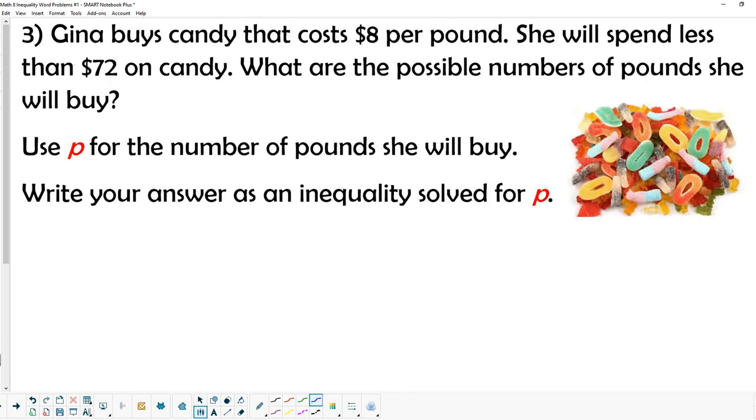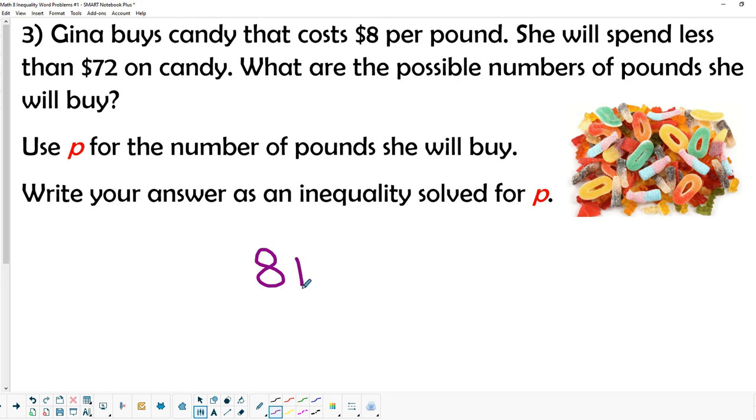Okay, Gina buys candy that costs $8 a pound. She will spend less than $72 on candy. What are the possible numbers of pounds she will buy? Okay, so we know that the candy costs $8 a pound. This is one of those candy stores where whatever kind of candy you get, each flavor costs the same amount. So it's just a matter of how much you get and what kind you get.